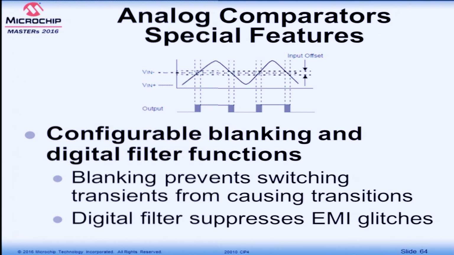And similarly, the output signal can also be passed through an internal digital filter, and that is to avoid the effect of electromagnetic interference, because if there are sudden EMI signals imposed on the comparator circuit, it could cause some glitches, especially in automotive or industrial kind of environments. So, the digital filter would suppress those kind of glitches.